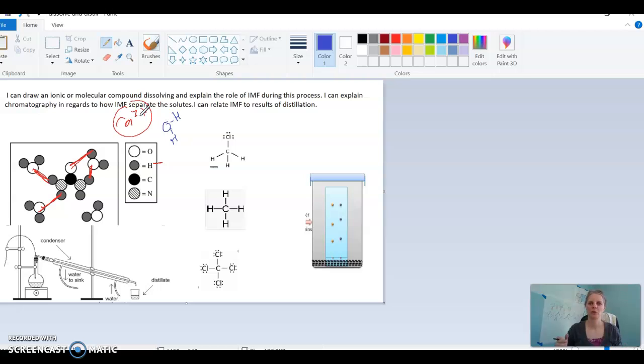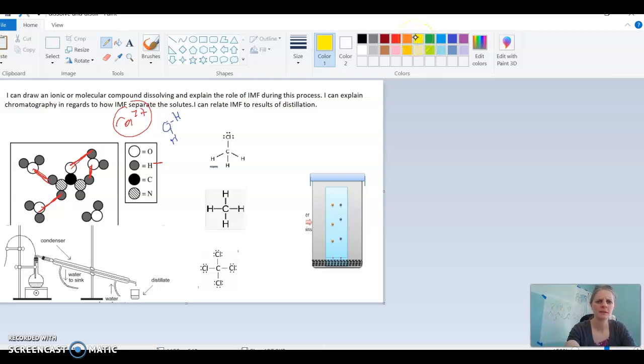But you want to use that word partial, because you can't say the negative part of oxygen, the negative part of water, the oxygen side. It doesn't work like that, because that would suggest that water is an ionic compound. It doesn't have a negative and a positive side. It has a partial negative and partial positive side. So I'd use the word partial there if you had to talk about it.